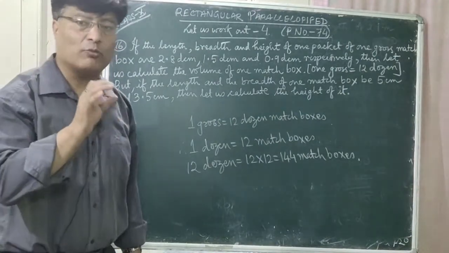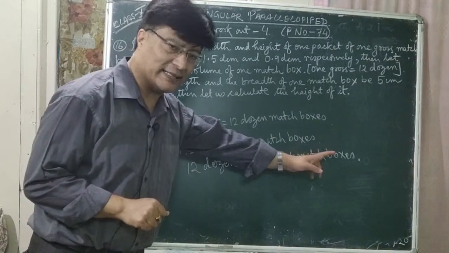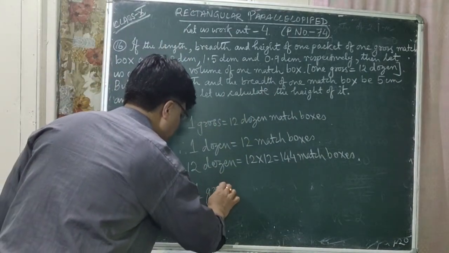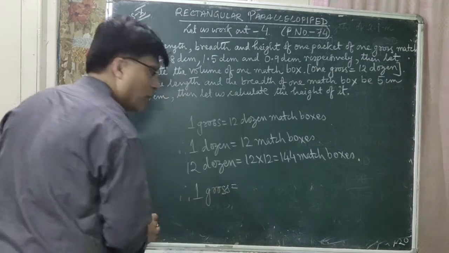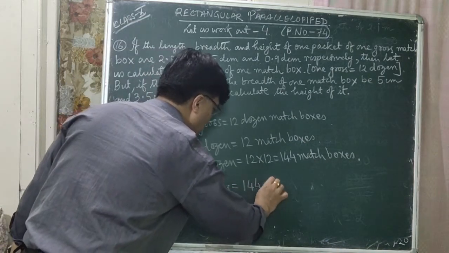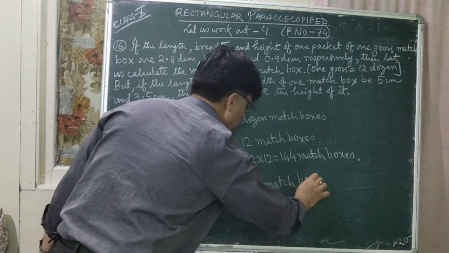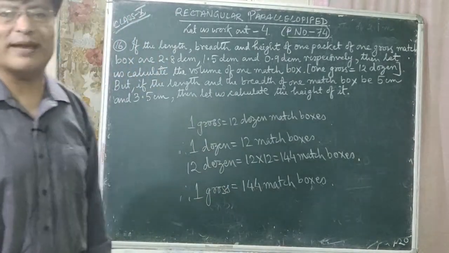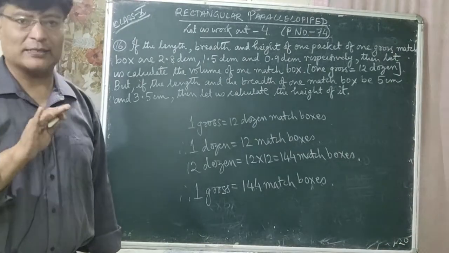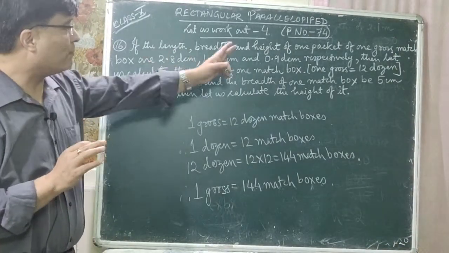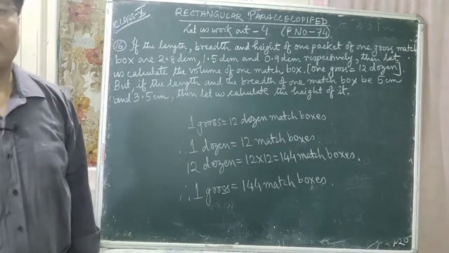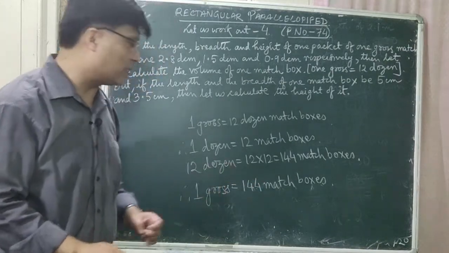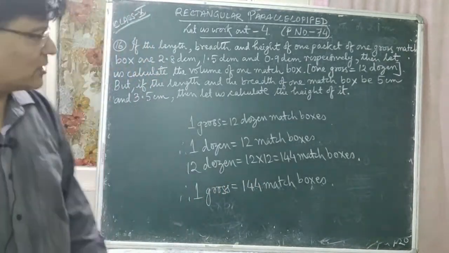So in that packet of one gross, how many matchboxes are there? There are 144 matchboxes. That is one gross is equal to 144 matchboxes. So I think you have understood it. One packet of one gross matchbox means how many matchboxes are there? There are 144 matchboxes. Is that clear? You can note it down.